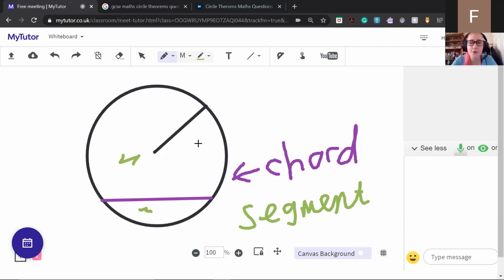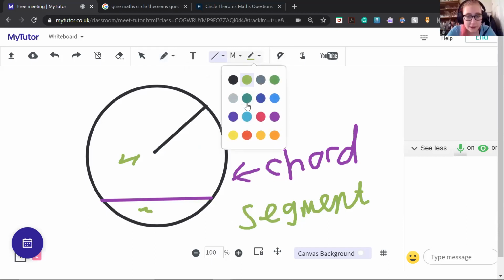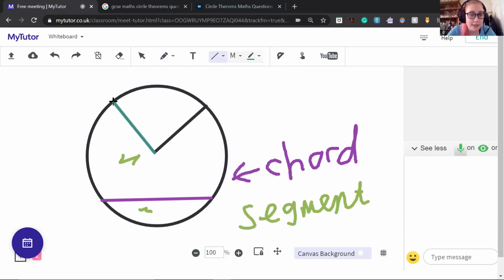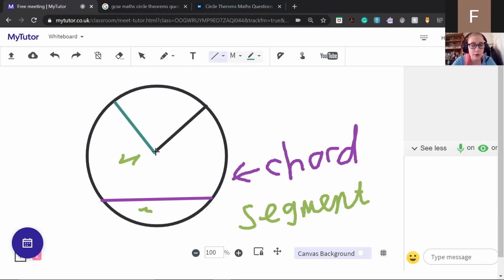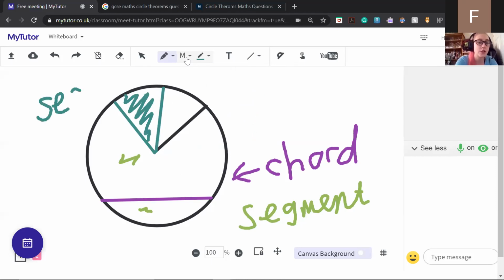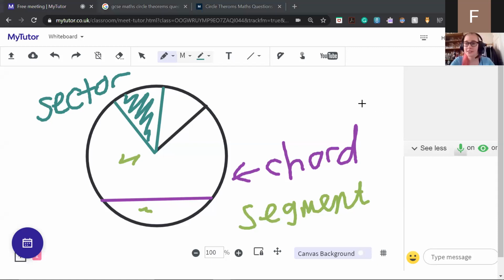And finally, I don't think I'll be using this word today, but I will talk about it just in case. If we go from the center and draw two radii like that, the bit that it makes in the middle here is called a sector. Sector and segment can get a bit confusing, but you've just got to remember that a segment is like a segment in an orange. Cool. So hopefully those all make sense. That's just because I'll be saying these words throughout.